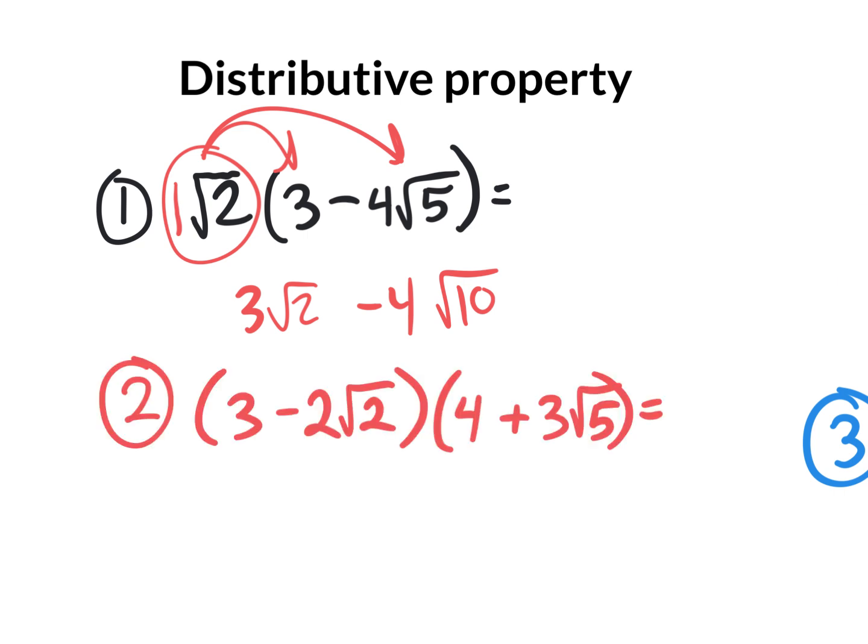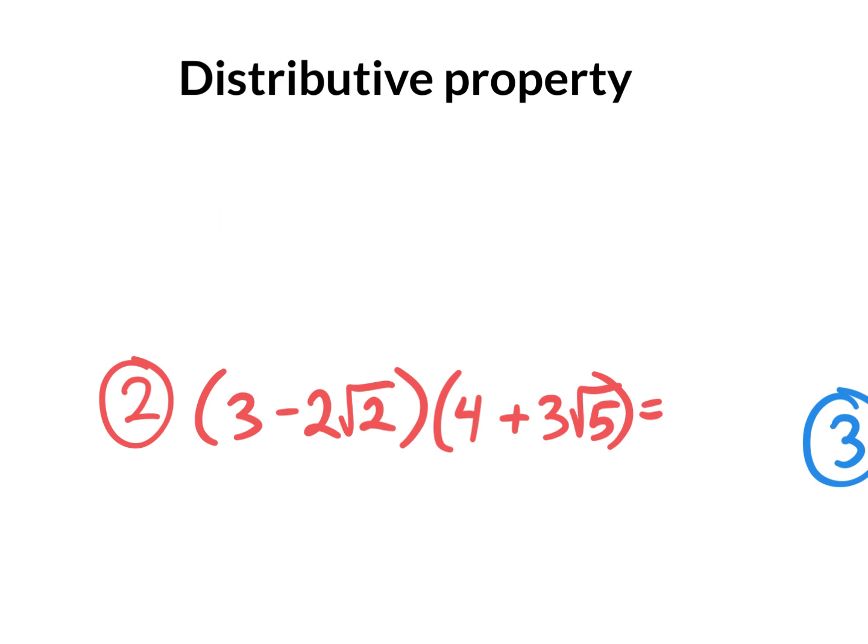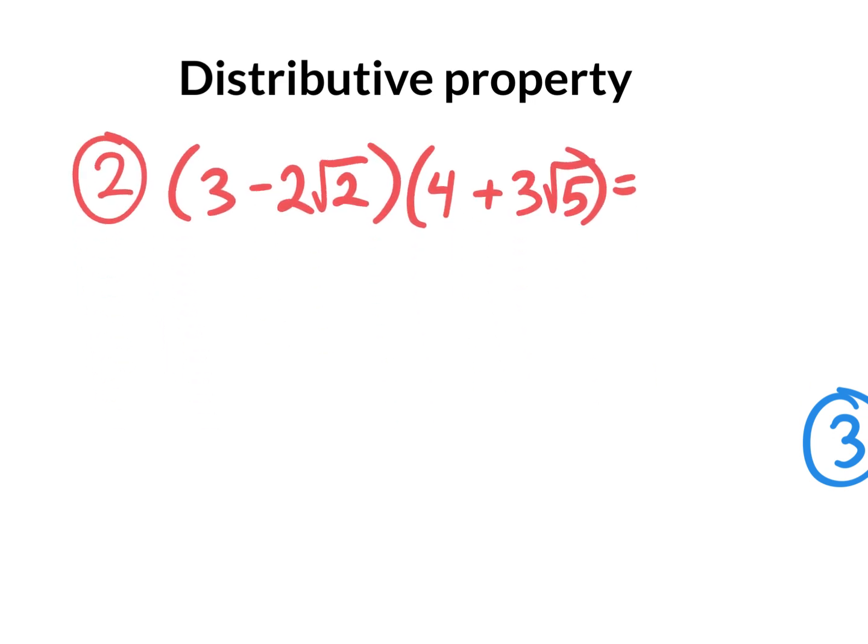Let's try this last one. Number 2. It's a binomial times a binomial. Let's distribute. So 3 times 4, that's 12. 3 times 3 square root of 5, that's like saying 3 times 3x. What would 3 times 3x be? It'd be 9x. What would be in this case? 9 of those square roots of 5, right?